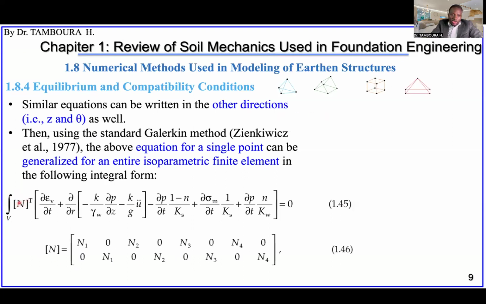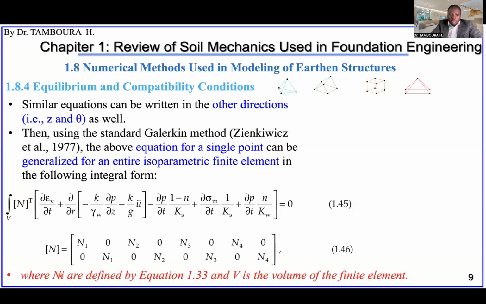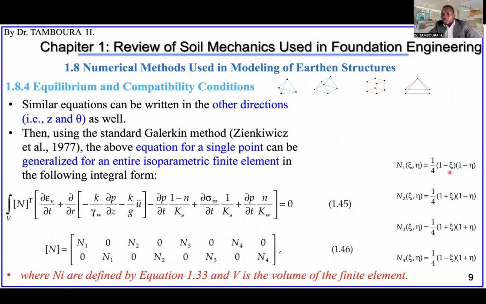Then N here is this matrix for the NE, which are defined. I think previously we have defined this. Do you remember the shape functions? We have discussed shape functions previously. I'm not sure if it was in the previous video or the video before that one, but we have discussed this shape function. So these are the N we have here. And the N value, this matrix, is here.